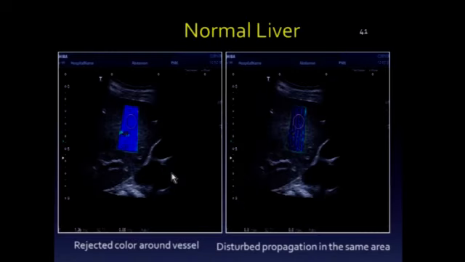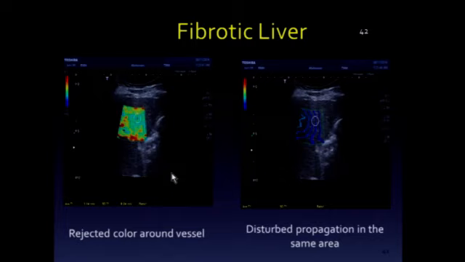Example of a normal liver. Example of color rejection around a vessel. We've got different things here, where here we've got more uniform measurements, but again, because these are very wavy and disturbed, these measurements are not as accurate, and probably a repeat exam would be appropriate.